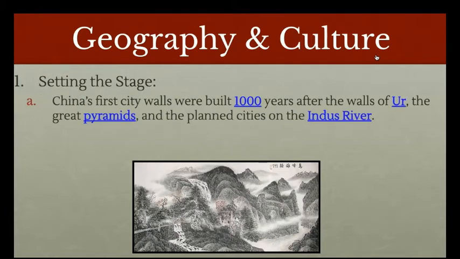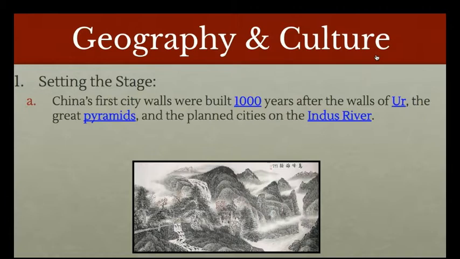Let's set the stage. China's first city walls were built 1,000 years after the walls of Ur, 1,000 years after the Great Pyramids, and certainly 1,000 years after the planned cities on the Indus rivers. Now, that's not to say that all three of those civilizations developed at the exact same time, but what I'm saying is the Chinese came later. The big difference here with China is they're still there. The Chinese people, ethnically speaking, are the same group that was there thousands of years ago. In fact, their culture is over 4,000 years old.